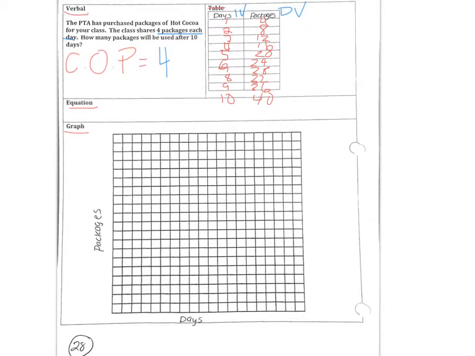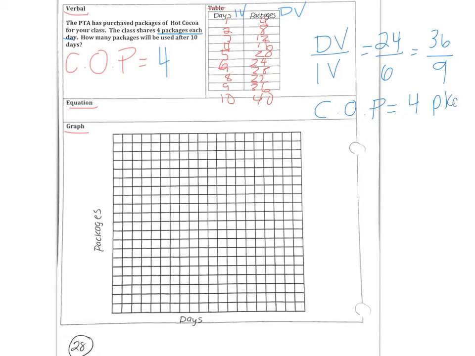Notice that this is proportional because any time in this table I divide my DV by my IV, I'm going to get the same number, no matter which pair of points I pick. 24 divided by 6, 36 divided by 9, they all give me a COP, constant of proportionality, of 4 packages per day.